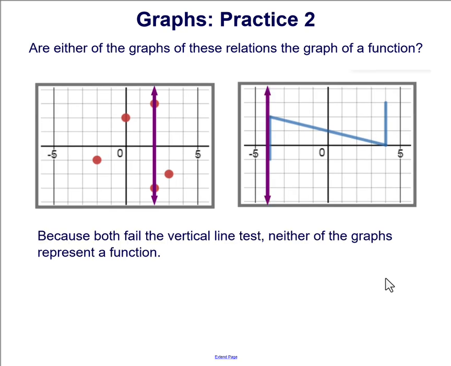And welcome back. Because both fail the vertical line test, neither of the graphs represent a function. So we've introduced this purple line right here to use the vertical line test, and I specifically went for this x value right here because this x value has two y values, one above it and one below it. It fails the vertical line test, so the graph of this relation is not a function.